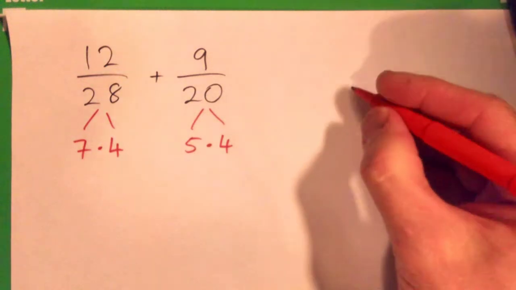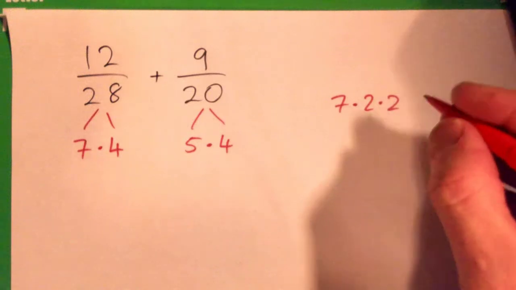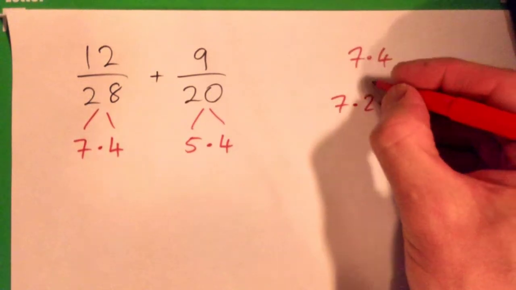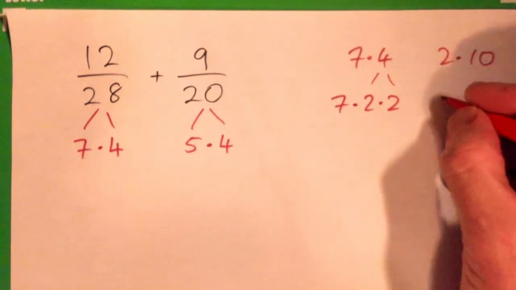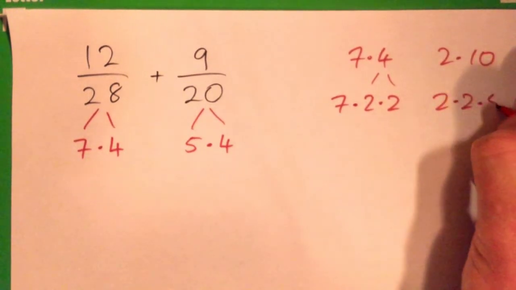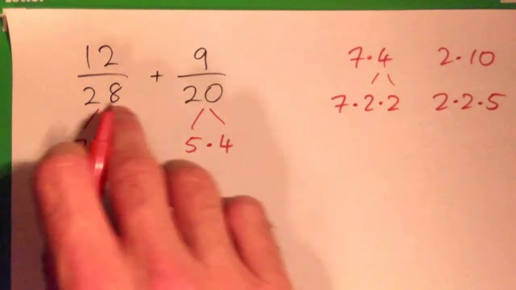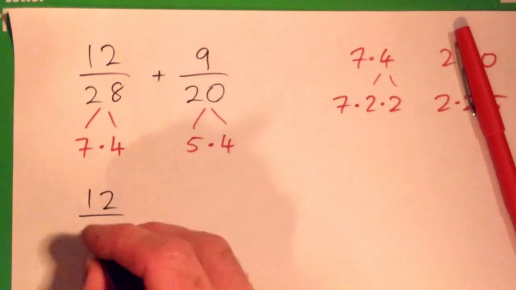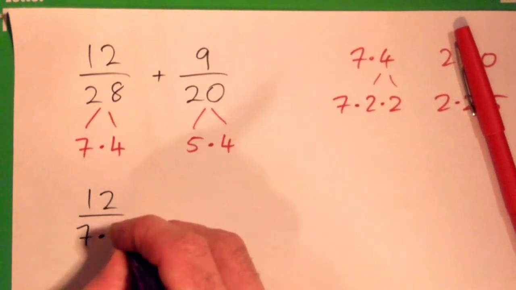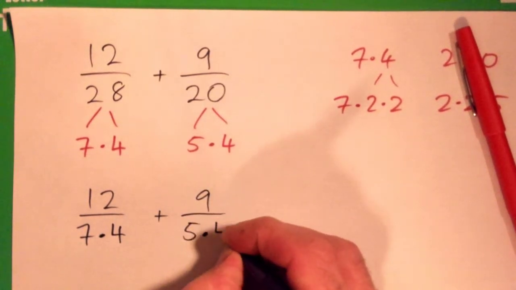But even if you didn't, you might have got 7 times 2 times 2, or eventually, because 7 times 4, the 4 becomes 2 times 2. And you might have said, okay, that's 2 times 10, which is 2 times 2 times 5. Either way, it doesn't matter. But yeah, we've got 4s in each one, so we can go with that. So we're going to write this as 12 over 7 times 4 plus 9 over 5 times 4. That's what we're going to do.